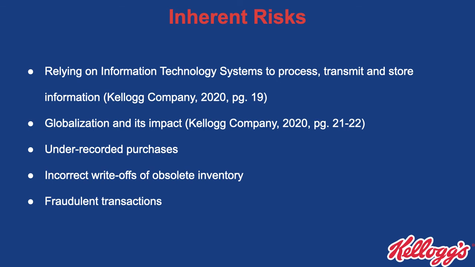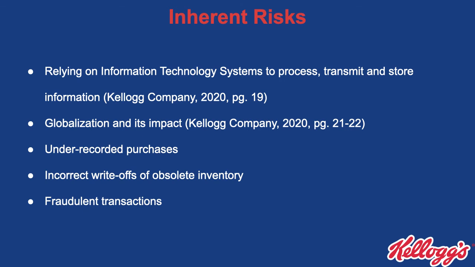Now, when it comes to inherent risks, there's always going to be risks, right? And we're trying to minimize it. But here are some of the inherent risks with Kellogg, the Kellogg company. First, they're relying on information technology systems to process, transmit, and store information. Now, we know that information technology and technology in general is not perfect. And so we anticipate mistakes, especially when it's a global company and it's multinational and it's working in multiple nations. And so that is one source of error and risk and faulty information.